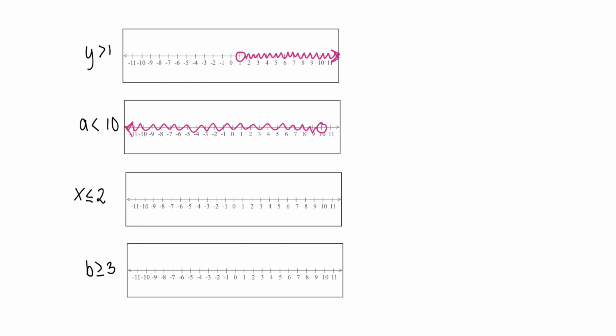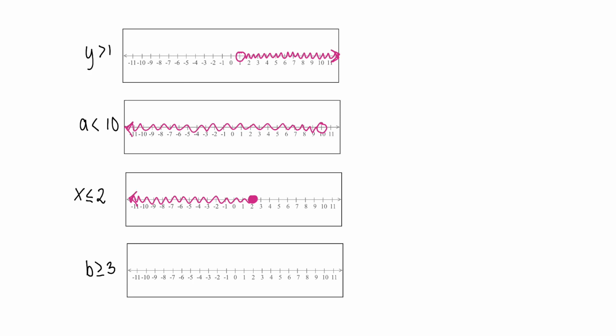For x less than or equal to 2, I'm going to 2, and I am plotting a circle that is filled in because there's this underline here. So we want to highlight all the numbers that are less than or equal to 2. So here's 2 right here. Closed circle. All those numbers are less than 2.